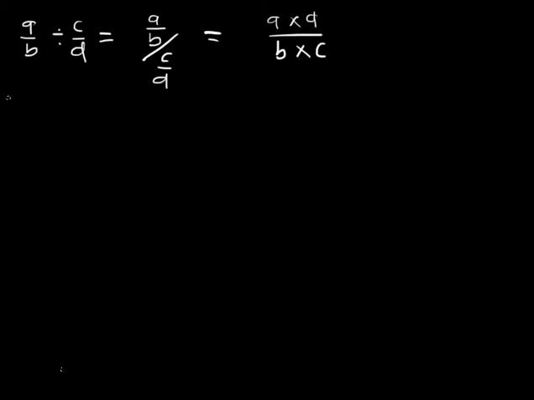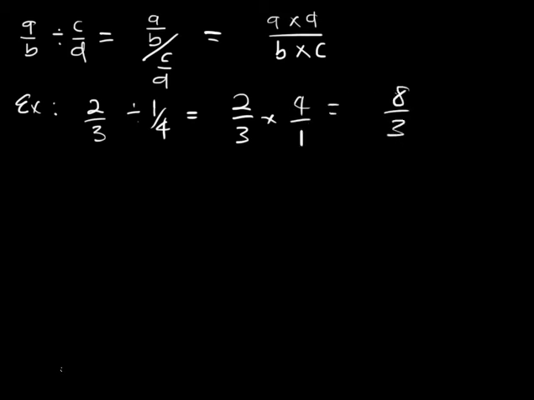Okay, let's look at an example. We take our old example, 2 over 3, all right, divided by 1 over 4. So if you follow the rule, it's 2 over 3 multiplied by 4 over 1, and we can simply multiply out, we get 8 over 3, okay? And so we'll leave our answer that way.